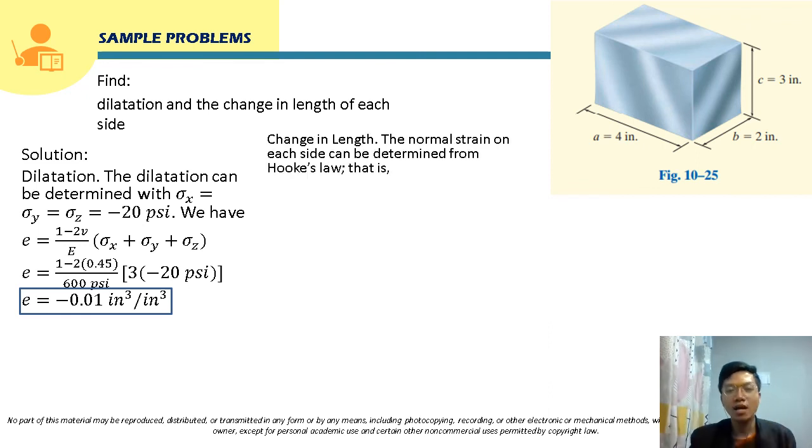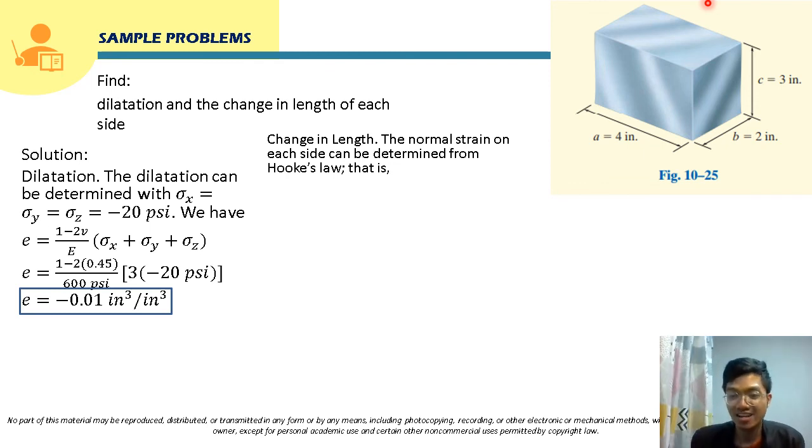Now, let's proceed to the second question, which is the change in length of each side. If you're going to solve for the change in length, that will be the delta or the deformation, right? So we will use epsilon is equal to delta over L to solve for that delta. So we have to solve first for the epsilon, or the strains.